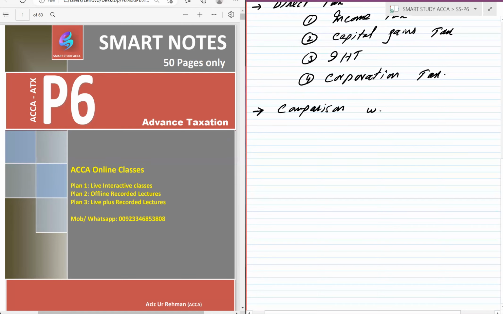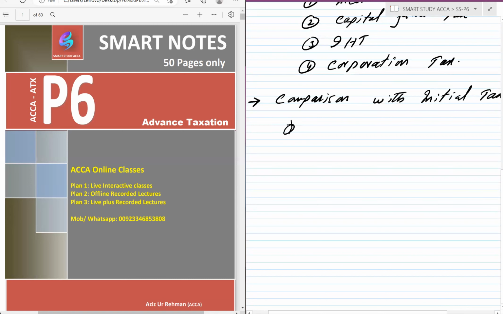Now, a comparison with the initial taxation paper. As we have already discussed, our initial taxation paper was all about calculations, and the advanced taxation paper is all about tax planning. But this is a very commonly asked question, so I will discuss this point from two perspectives. As far as syllabus is concerned, your tax and advanced tax papers are almost 60-70% the same. We can say on the safer side 60%, but it is more than 60, okay? So up to 60 to 70% of the syllabus is the same in both papers.